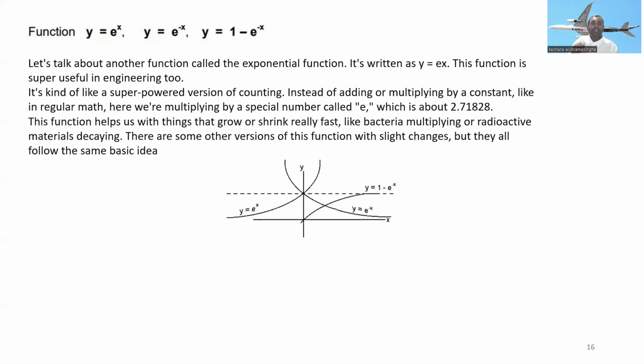This function helps us with things that grow or shrink really fast, like bacteria multiplying or radioactive materials decaying. There are other versions of these functions with slight changes, but they all follow the same basic idea. We will talk about these in physics.